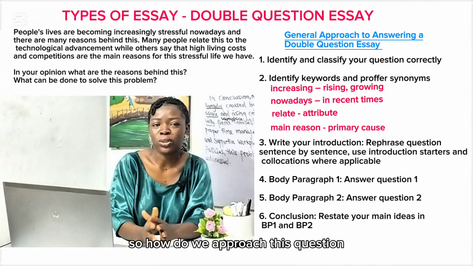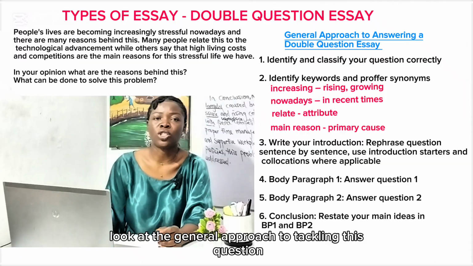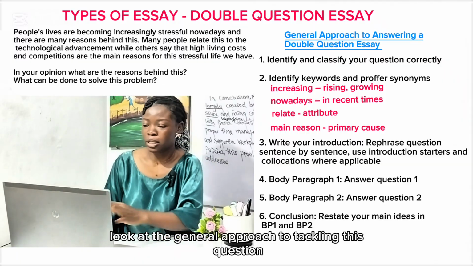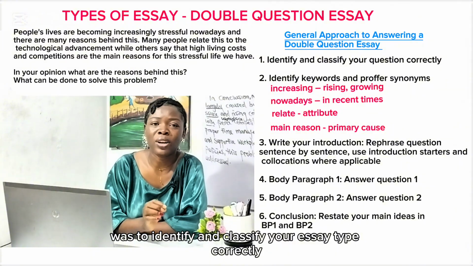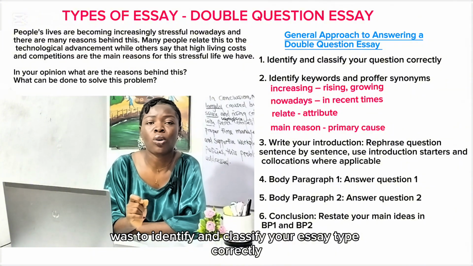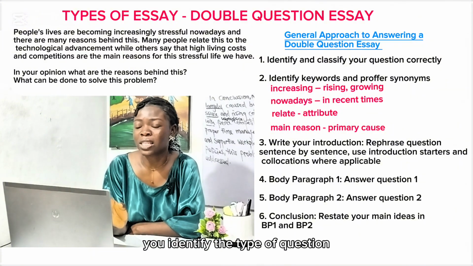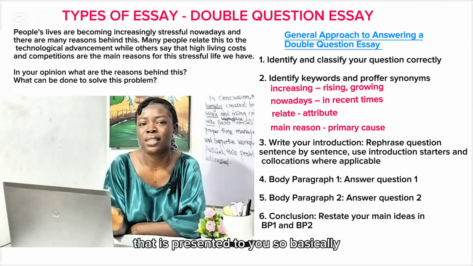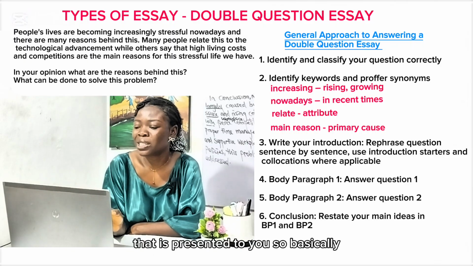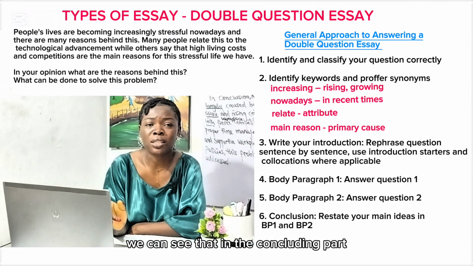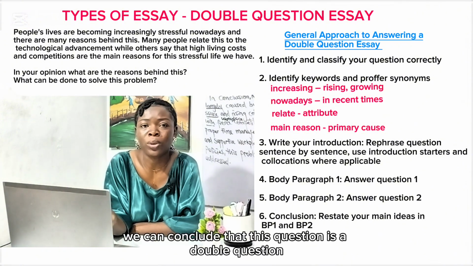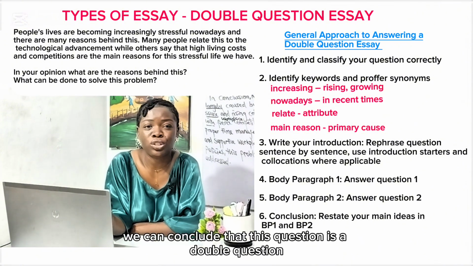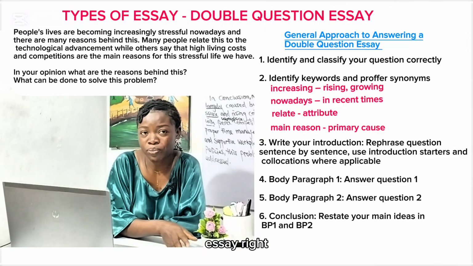So how do we approach this question? Let's quickly look at the general approach to tackling this question. So the first thing you have to do is to identify and classify your essay type correctly. You identify the type of question that is presented to you. So basically, if you look at this question, we can see that in the concluding part, we are asked two questions. Okay, therefore we can conclude that this question is a double question essay, right?